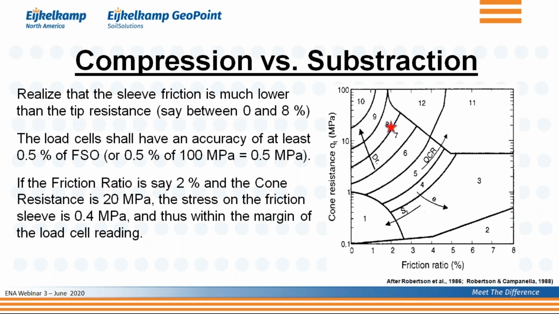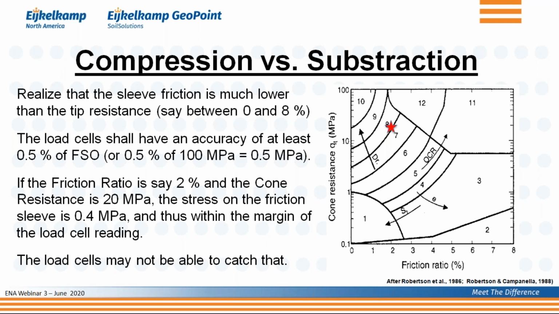So let's just assume now that we have a soil, or a reading, indicated by this red star, where we have a cone resistance of about 20 MPa and a 2% friction ratio, which means that the stress on the friction sleeve is 2% of 20 MPa, or 0.4 MPa. Well, that is within the margin of the load cell reading. So if you are trying to measure this friction on the friction sleeve, you are basically within the accuracy of the load cell if you are using a combined load cell. And therefore, the load cell may not be able to catch it.